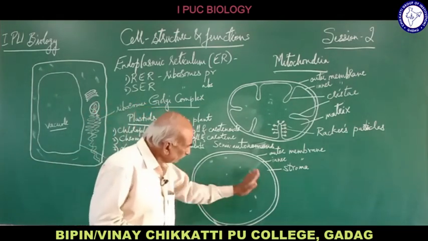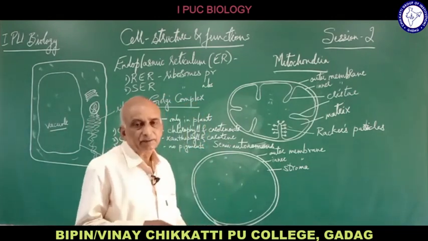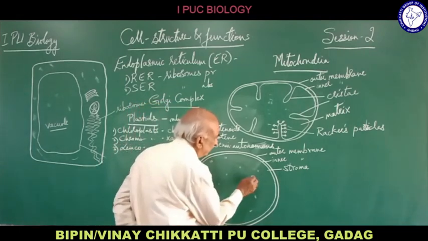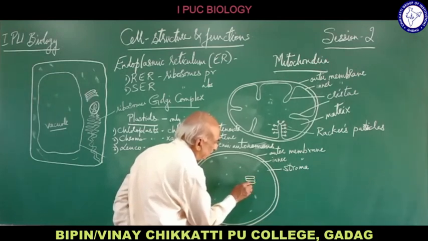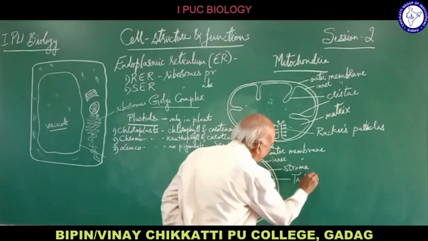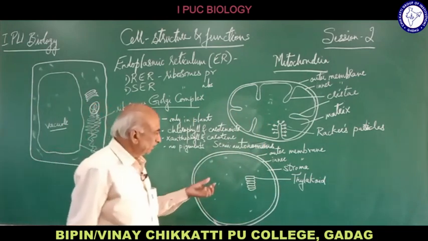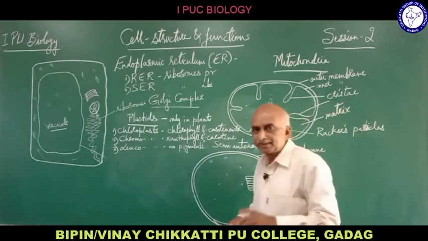So this is the stroma, and in the stroma there are important structural units. These units are called thylakoids. Thylakoids are flat disc-like membranous hollow structures which are arranged one above the other. So this is a thylakoid. A thylakoid is a hollow membranous flat disc-like structure, and these thylakoids are almost the same size.